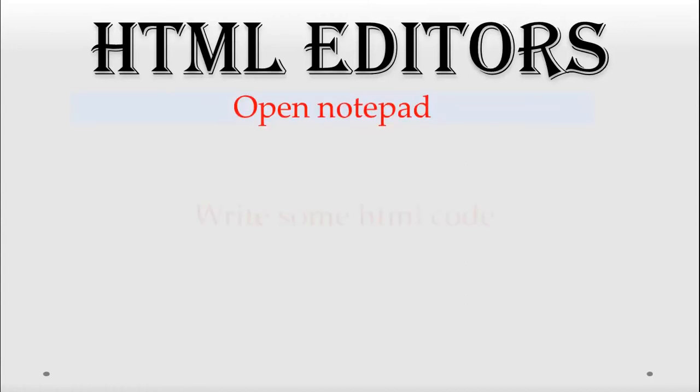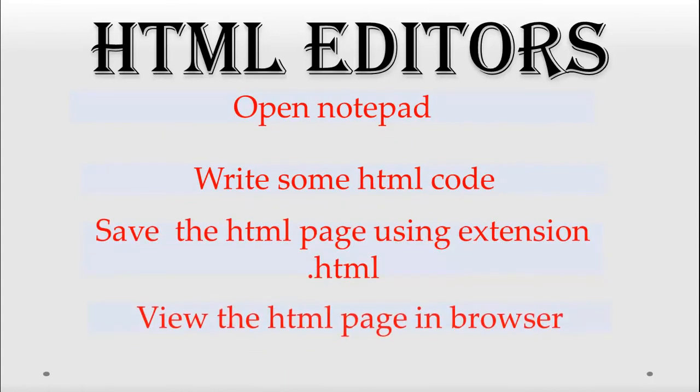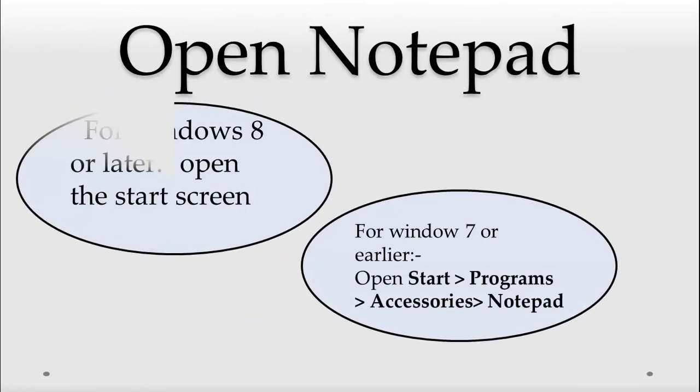Follow the four steps below to create your first web page with Notepad or TextEdit. Open Notepad, write some HTML code, save the HTML page using extension .html, view the HTML page in a browser. Now, open the Notepad. For Windows 7 or earlier, go to the Start menu, open Programs, open Accessories and open Notepad. For Windows 8 or later, open the Start screen and open Notepad directly.